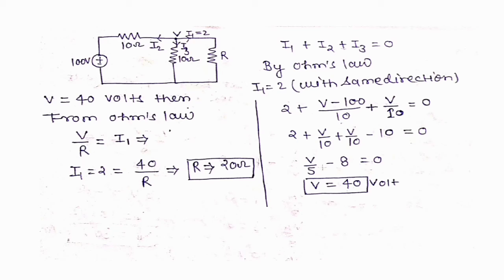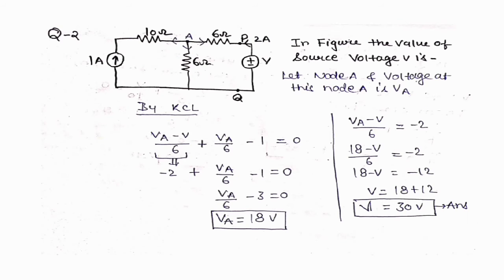Okay, so the second question, here you see there is some complication. We have chosen two sources actually. One is a voltage source, the second one is a current source. Now we have the question. In the figure, the value of source voltage V is, that means we want this voltage. So how can we calculate this voltage?